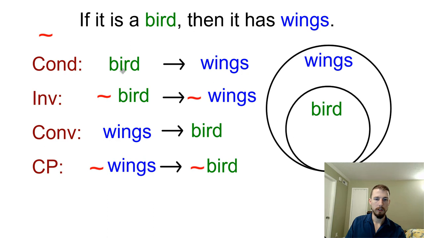So if it's a bird, does it have wings? So do all birds have wings? Yes, that is true. Okay. Then let's look at the inverse. So the inverse of the statement is that if it is not a bird, that means it does not have wings.